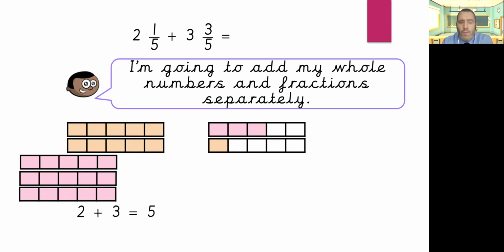So I have 2 full bars and 3 full bars. That gives me 5. And then I have 4/5 left over in that bar. So I have 5 4/5. I get the same answer both ways round. It's just about what works best for you.